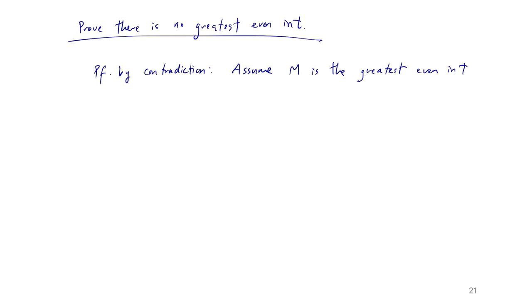Is that clear? So here we assume, let's say m is the greatest even integer. Well, n, which is m plus 2, is even, n an integer, n greater than m. So therefore, m is not the greatest even integer. That's a contradiction. And so that means the thing we're assuming is false. That means the original thing we had is true. Is that clear?